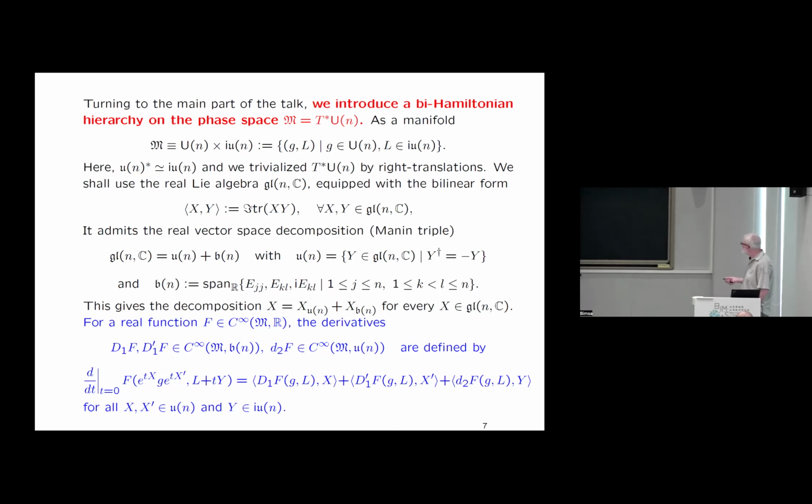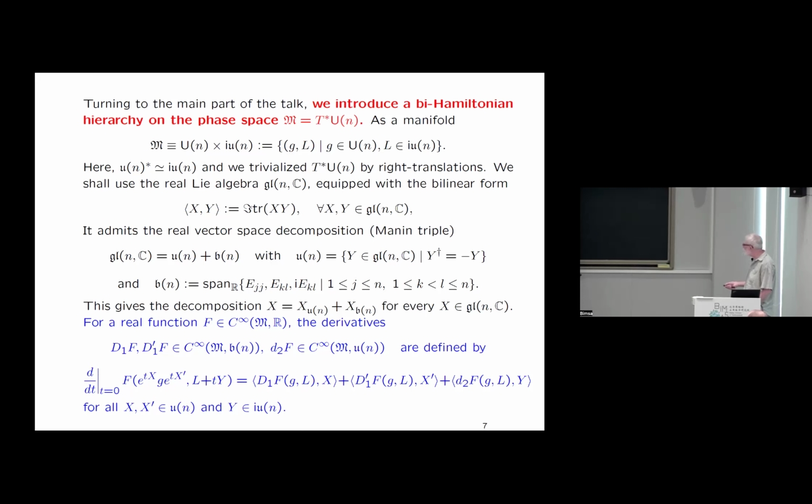Okay, so if we have any element of GL_N(C), we can uniquely decompose it according to these two subalgebras. And now, since our phase space is this M, the cotangent bundle of the U_N group, I will write two Poisson brackets on this phase space. In this Poisson bracket, derivatives of functions appear. So we have the derivative with respect to the first variable and the derivative with respect to the second variable.